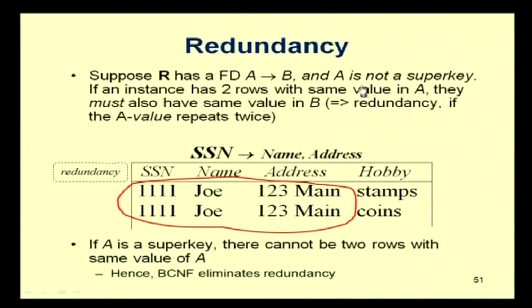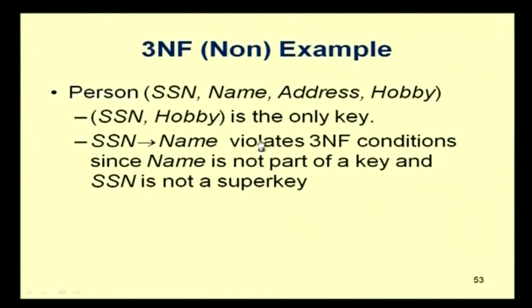So, this results in some redundancy. For example, suppose you have SSN, name, address, hobby. These two together, SSN, name, address, is actually redundant and SSN, hobby is not redundant. So, this is a redundancy problem. If A is a super key, there cannot be two rows with the same value of A. So, BCNF sort of eliminates redundancy also. This is one important property of BCNF, because when you put this separately as SSN, name, address, you will have only one value, one tuple. This is the example we have already seen.